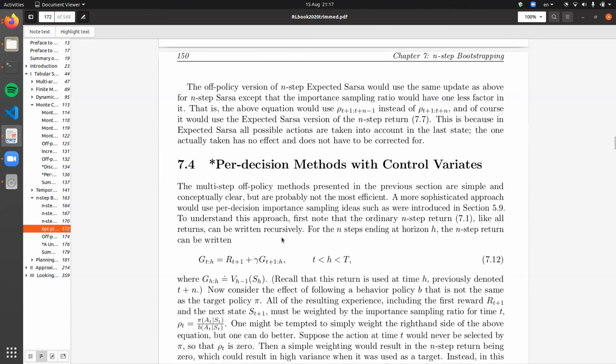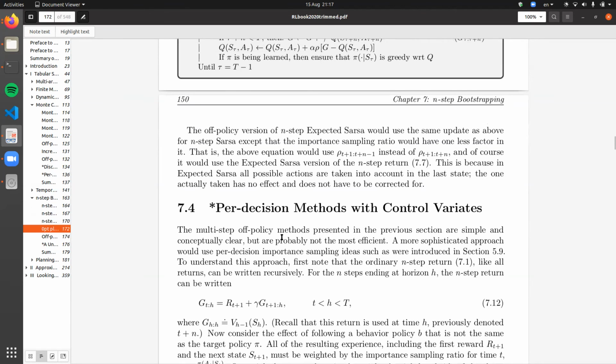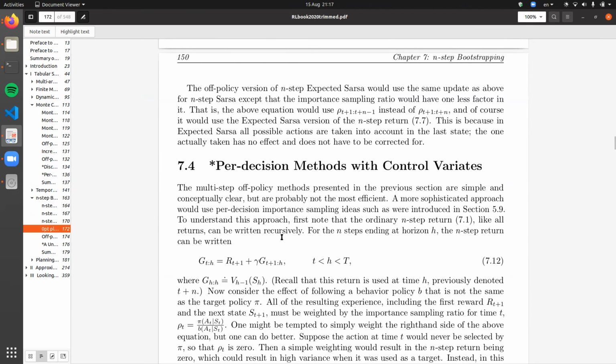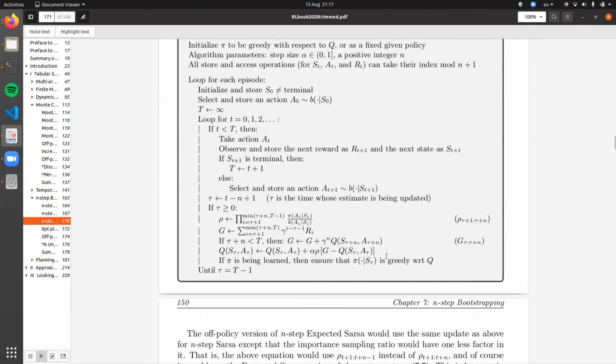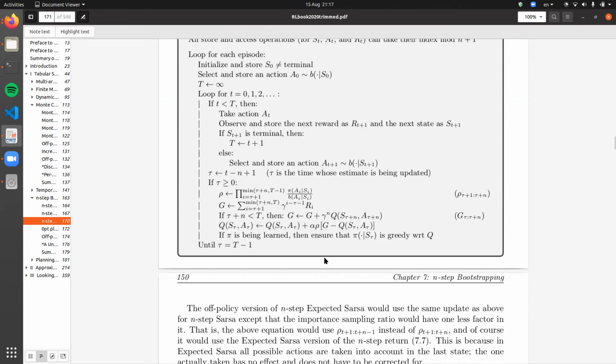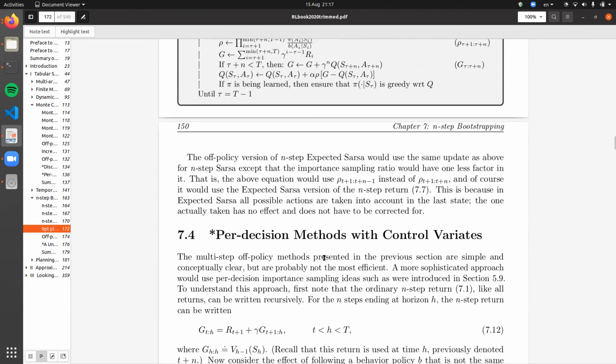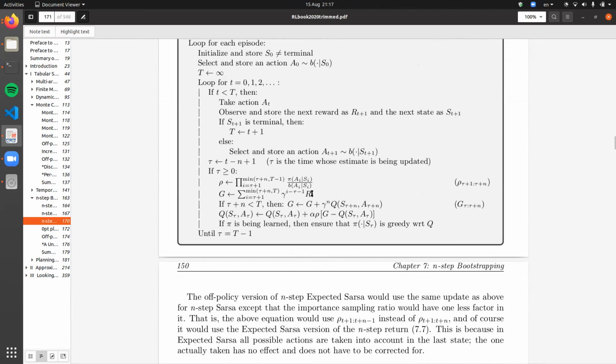Okay, and so there was a problem that many of these experiences here are zeroed out by a rho when we have a non-greedy action. So it will actually exclude a lot of experience from learning, and also it will increase the variance.